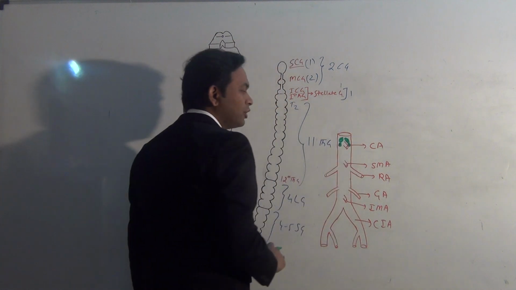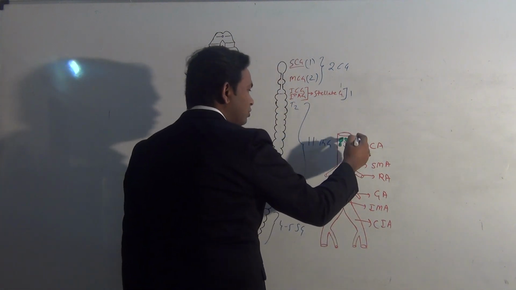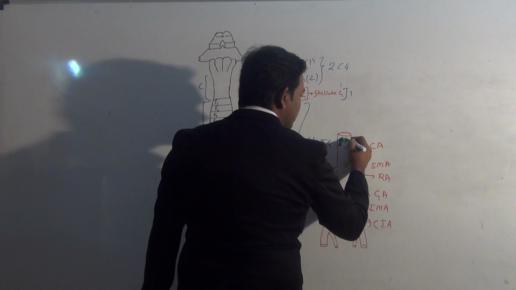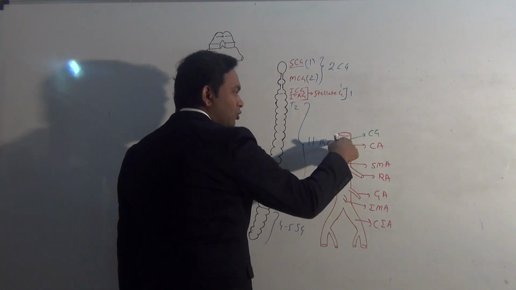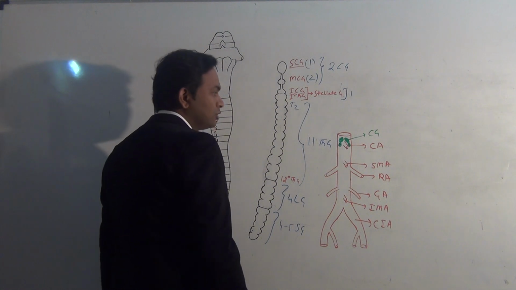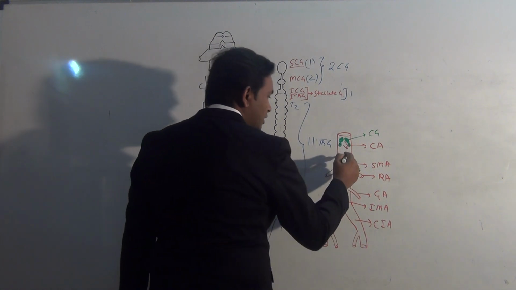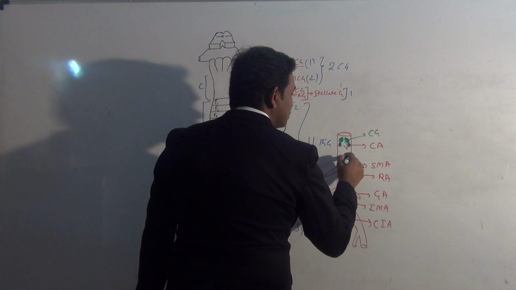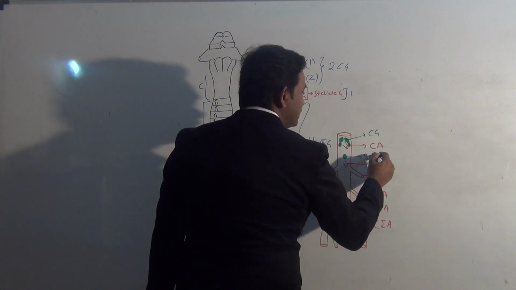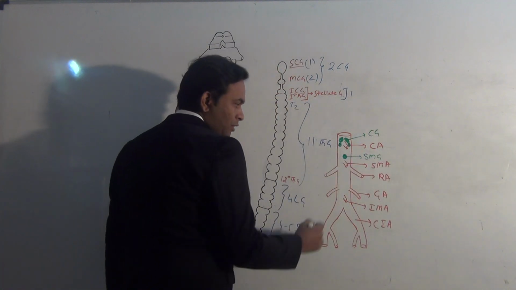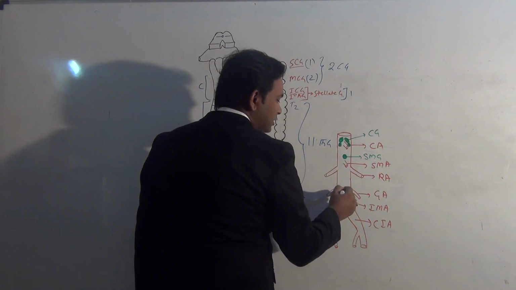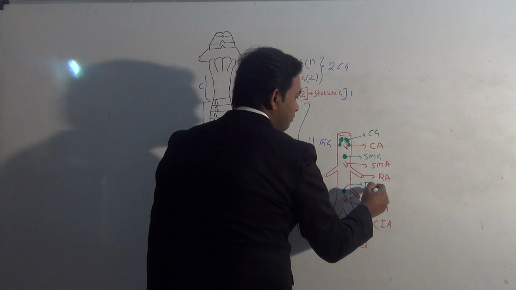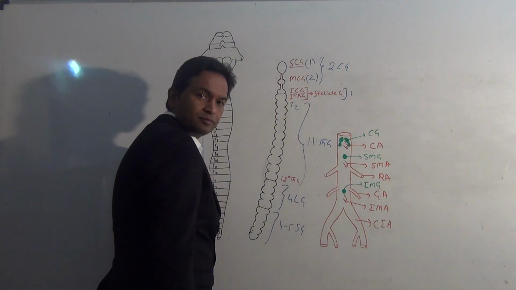which is known as the aorticorenal ganglia. So this is the semilunar ganglia, also termed as the semilunar ganglia. So this is the celiac ganglia. The celiac ganglia is located just above and lateral to the celiac artery. This is the superior mesenteric ganglia, just above the superior mesenteric artery. This is the inferior mesenteric ganglia.